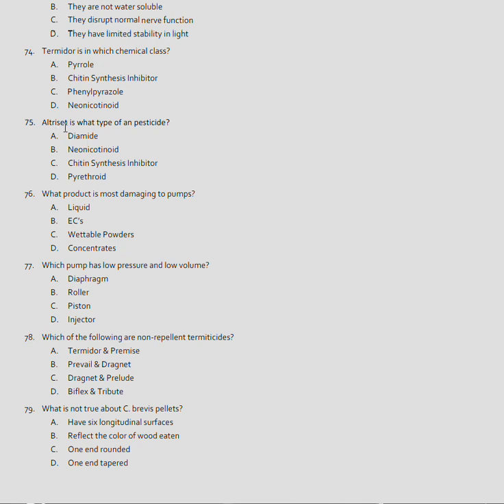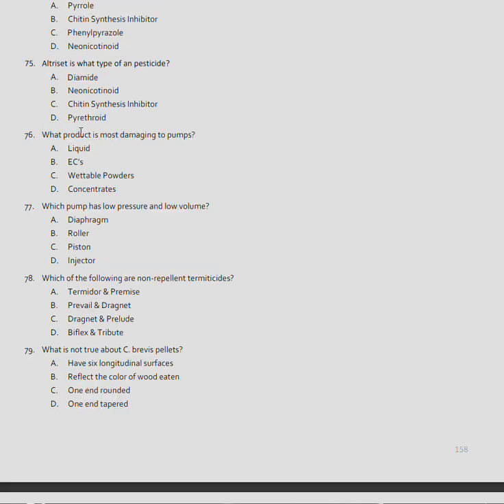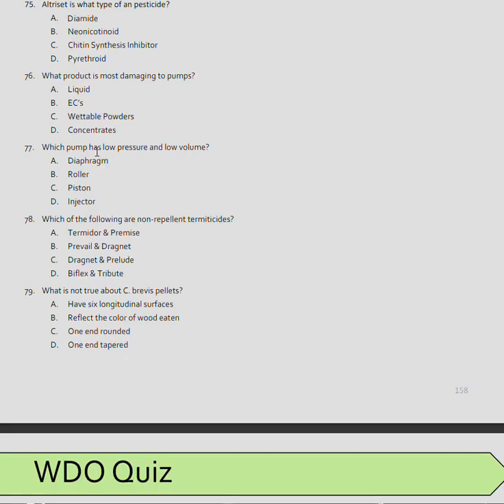Ultracet is what type of pesticide? The answer is diamide. Diamide. What product is most damaging to pumps? Wettable powders. Which pump has a low pressure and low volume? A diaphragm.